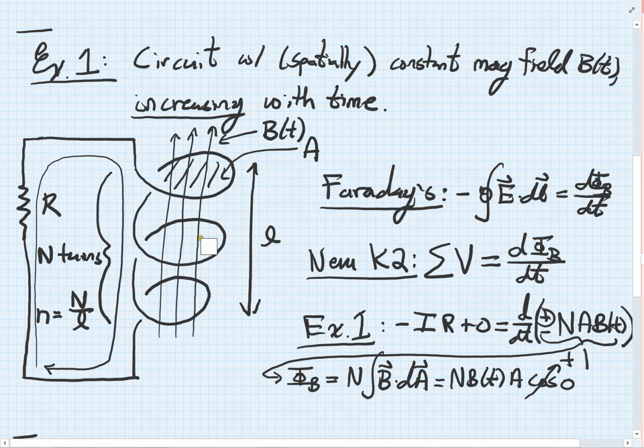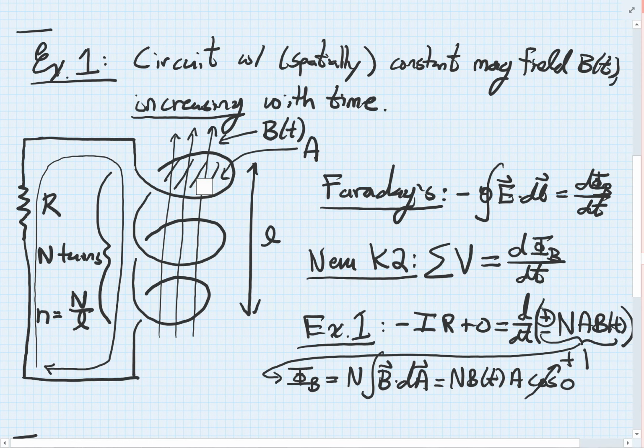Then, to harness this field using a circuit, we made a series of loops, or a solenoid, such that the field was going through the solenoid, and then we connected that solenoid to some external circuit containing a resistance R. Then we began to analyze how this circuit would respond to the presence of this changing magnetic field.